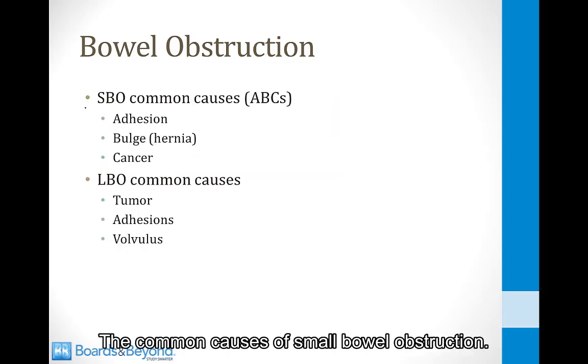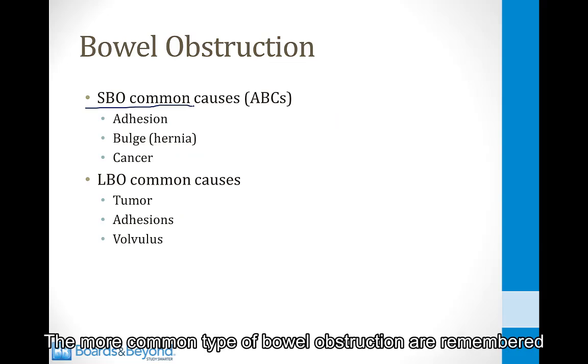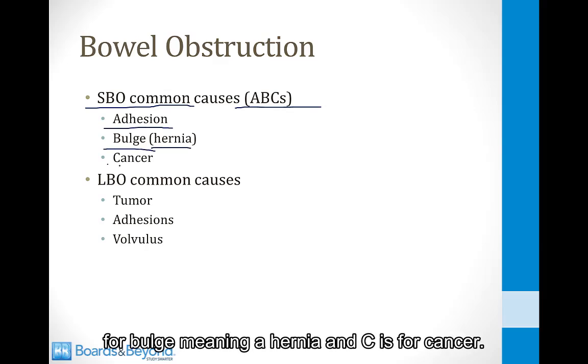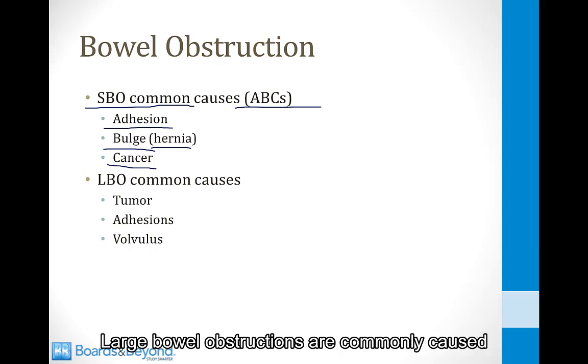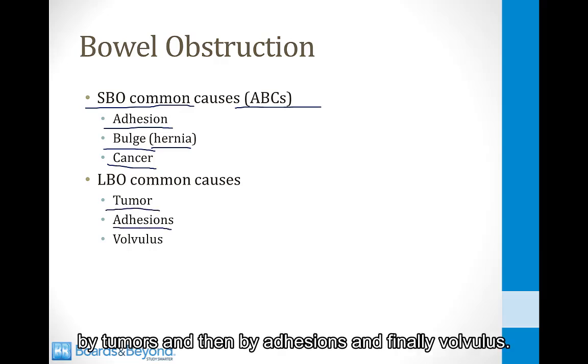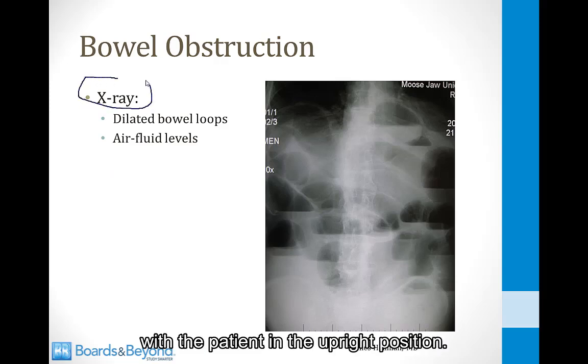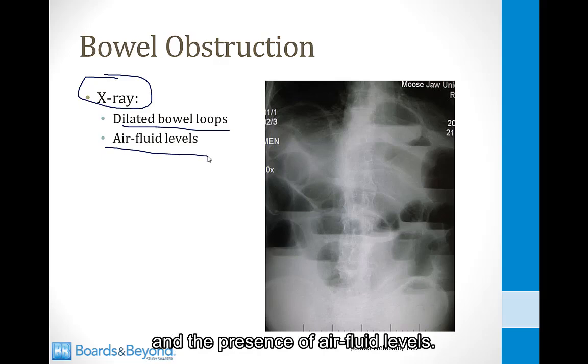The common causes of small bowel obstruction, the more common type of bowel obstruction, are remembered by the mnemonic ABC. A is for adhesions, B is for bulge, meaning a hernia, and C is for cancer. Large bowel obstructions are commonly caused by tumors and then by adhesions and finally volvulus. You can make the diagnosis of a bowel obstruction by performing an abdominal x-ray with the patient in the upright position. This will show dilated loops of bowel and the presence of air fluid levels.